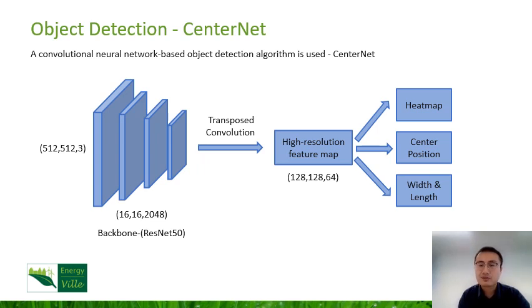Then, after 3 times transposed convolution, we get a high-resolution feature map. By analyzing this high-resolution feature map, the category of the object is determined by the center heat map. And then the specific center position and the width and length of the object can also be obtained.